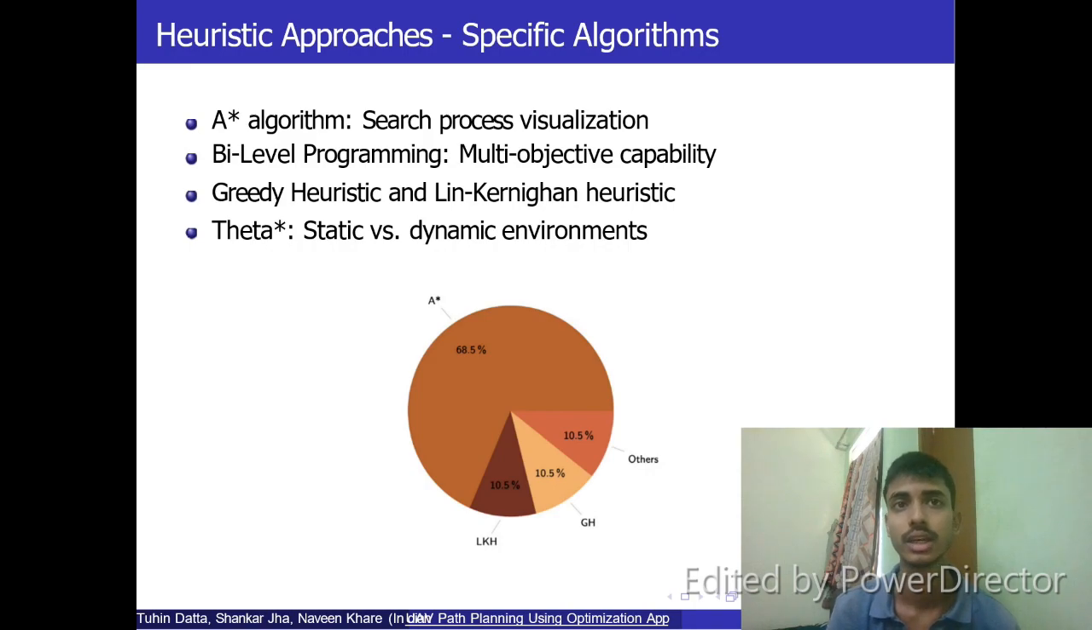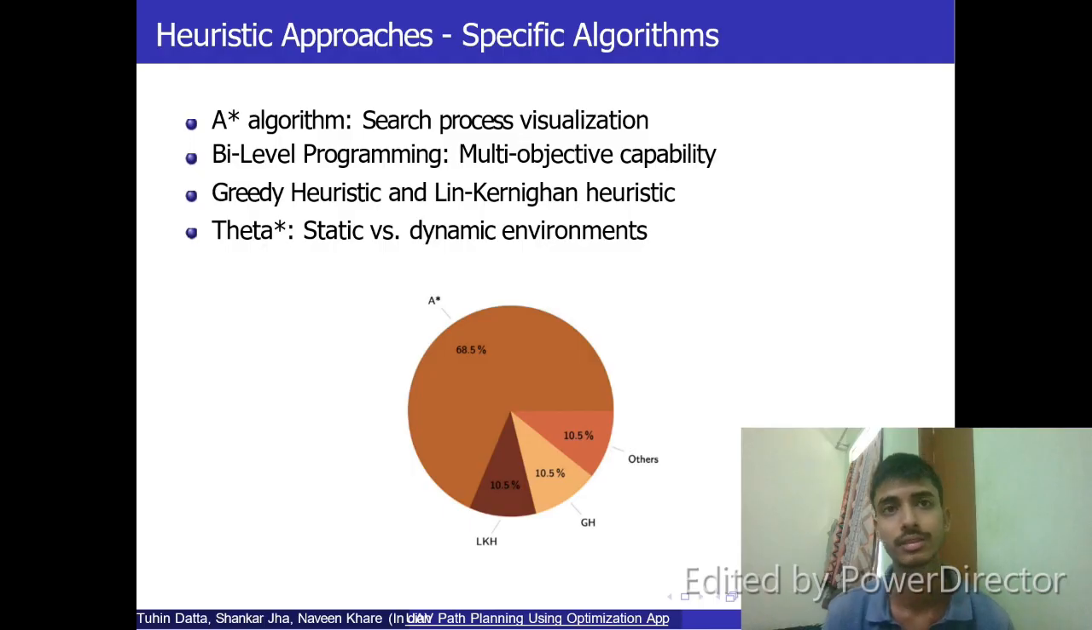Greedy heuristic and Lin-Kernighan heuristic offer simple implementation and fast convergence, but suffer from high computational demands and non-guaranteed optimality. Theta star provides short paths with low computational requirements in static environments but struggles with dynamic obstacles. The analysis demonstrates that A star dominates heuristic implementations due to its balance of performance and complexity, though each approach offers specific advantages depending on application requirements.